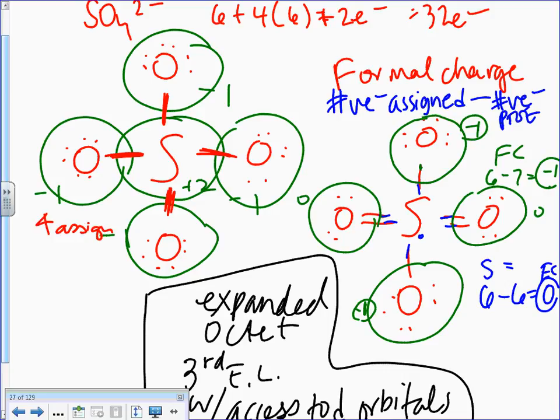And then sulfur on the periodic table is in the 6th group, so it has 6 valence electrons normally. So 6 valence electrons minus the 4 that are assigned to it gives you a +2 overall. Basically, if sulfur is supposed to have 6 negatives, and it only has 4 negatives, it's more positive than it should be. It's more positive by a quantity of 2.